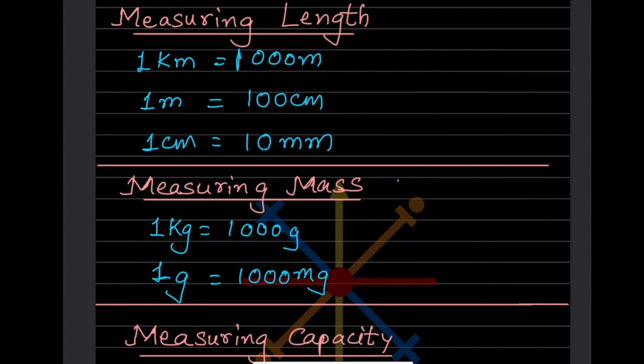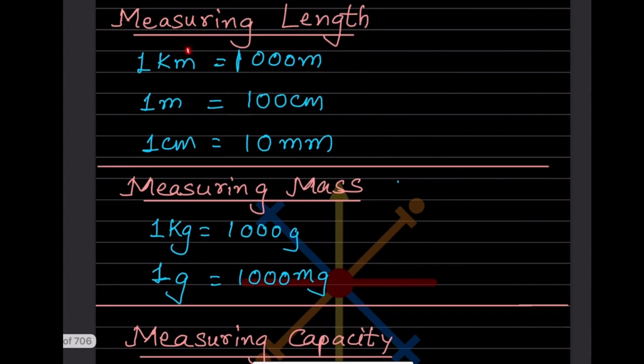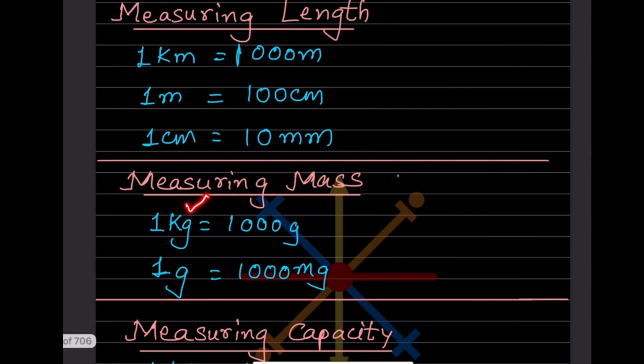Now for the mass, we know that 1 kilogram is 1,000 grams, and 1 gram is 1,000 milligrams. Always, kilometer is bigger than meter, meter is bigger than centimeter, and centimeter is bigger than millimeter. Same over here: kilogram is bigger than gram, and gram is bigger than milligram.